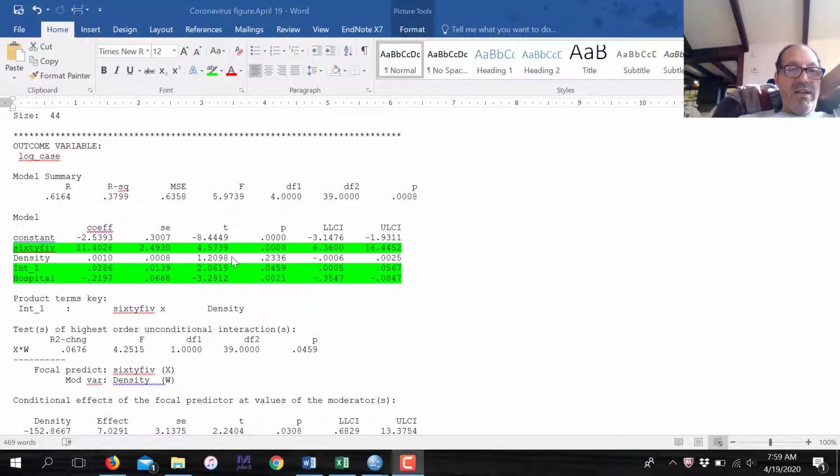has a significant effect on case fatality. So that means the more individuals you have 65 and above, the higher the case fatality. And here we have also the number of hospitals per 1,000 is inversely related, so you see a negative sign here. It's inversely related to the case fatality. So the greater the number of hospitals per 1,000, the lower the case fatality.